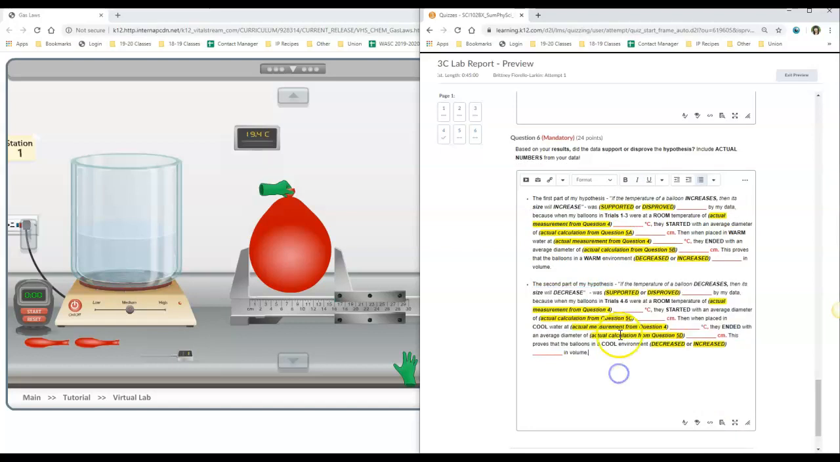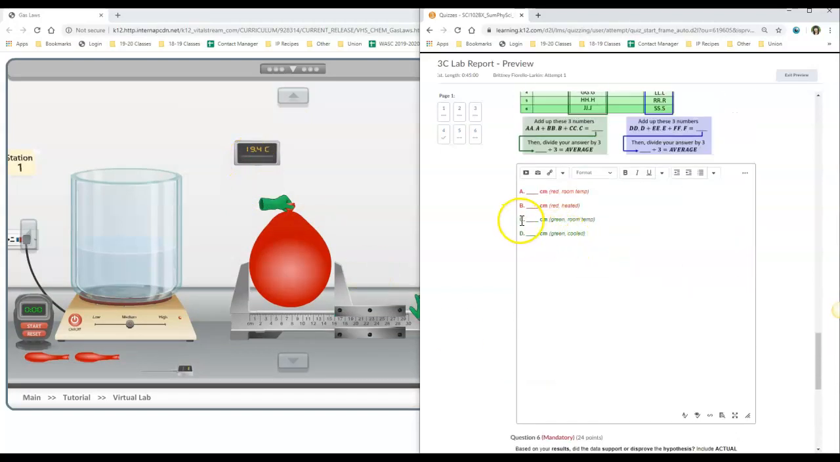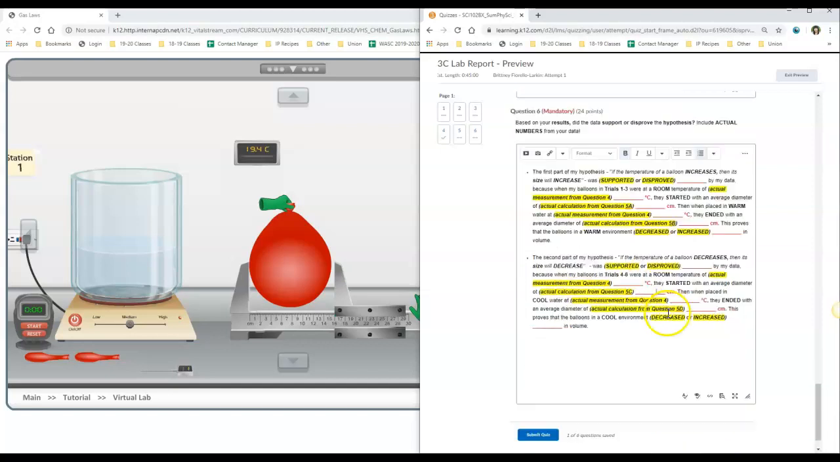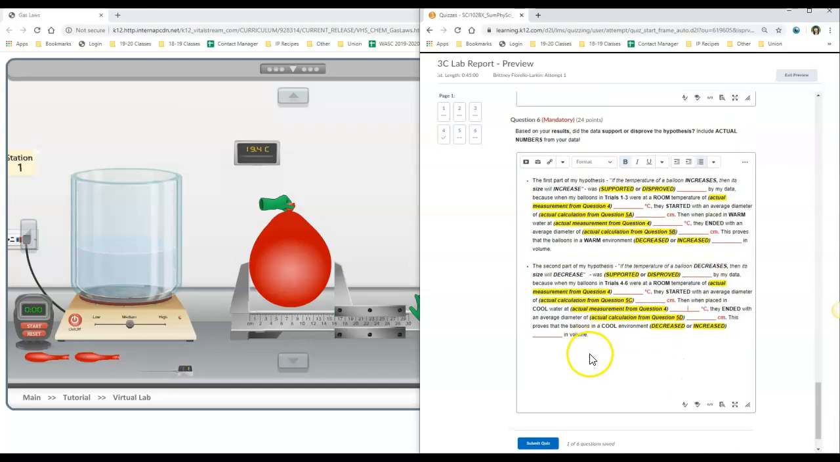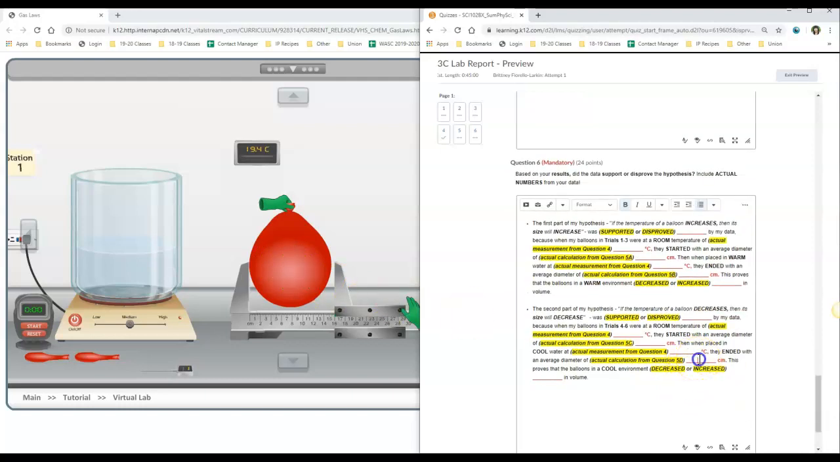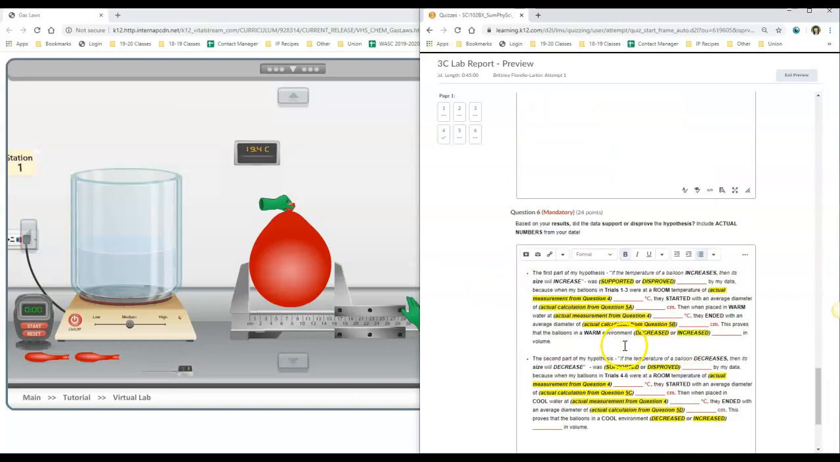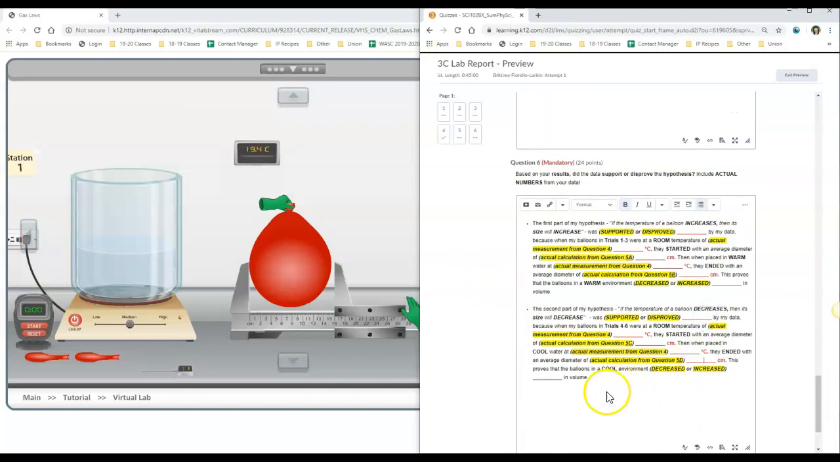Then do the same exact thing with the cold balloons. So what was the measurement of room temperature? It was 19.5. Then the actual calculation from letter C of their average diameter at room temperature. Placed in a cold environment at 5 degrees. Remember, the cold one was 5 degrees. And then the calculation from 5D, their average diameter after cooling, which you should have calculated up there.